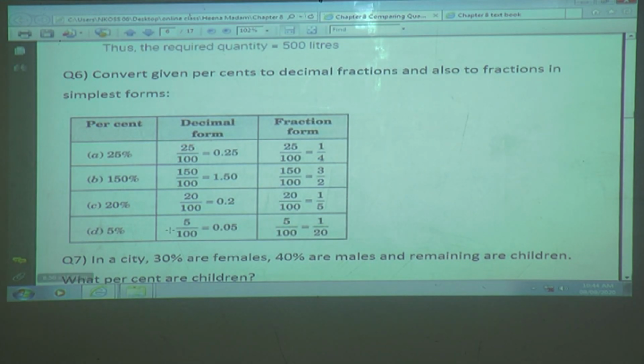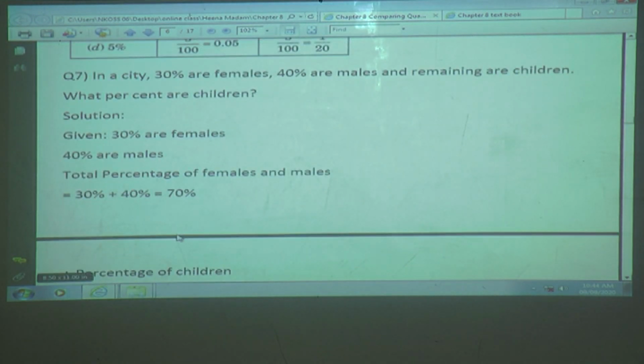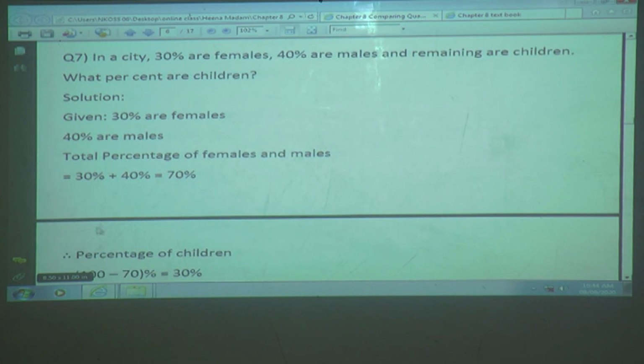Here we have a word problem, so we will see that word problem, so it will be understood by you. In a city 30% are female, 40% are males and the remaining are children. So what percent are children?